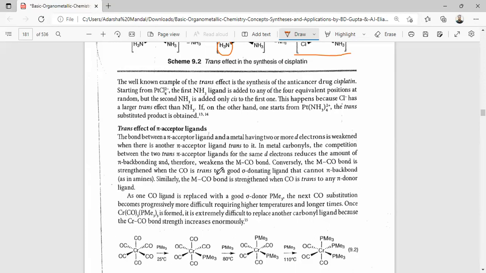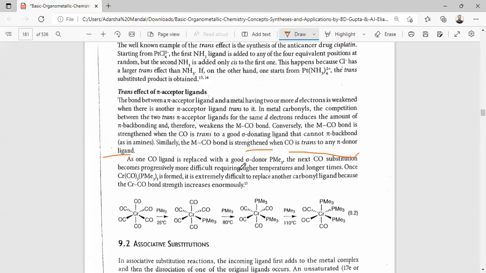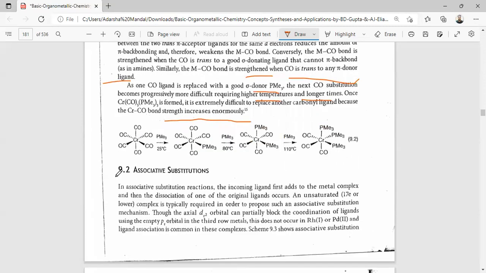Conversely, the M-CO bond is strengthened when the CO is trans to a good sigma donating ligand that cannot be pi bonded. Similarly, the M-CO bond is strengthened when CO is trans to any pi donor ligand. So as one CO ligand is replaced by a good sigma donor PMe3, the next CO substitution becomes progressively more difficult, requiring higher temperature and longer time. Once Cr(CO)3(PMe3)3 is formed, it is extremely difficult to replace another carbonyl ligand because the Cr-CO bond strength increases enormously. So next we will discuss the associative substitution.